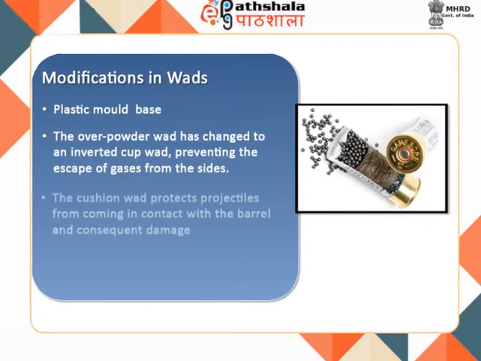The cushion wad's function is carried out by the cup wad and piston, which is attached to the rectangular projectile sleeve containing and protecting the projectiles from coming in contact with the barrel and consequent damage.